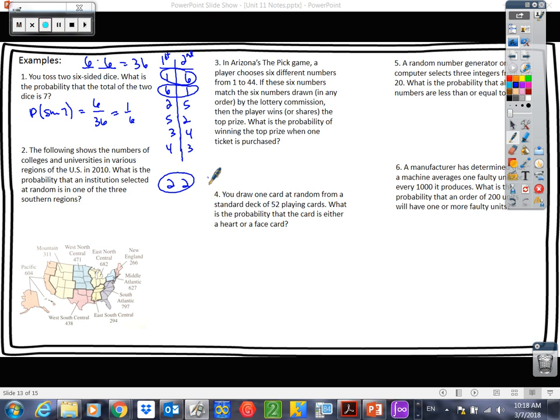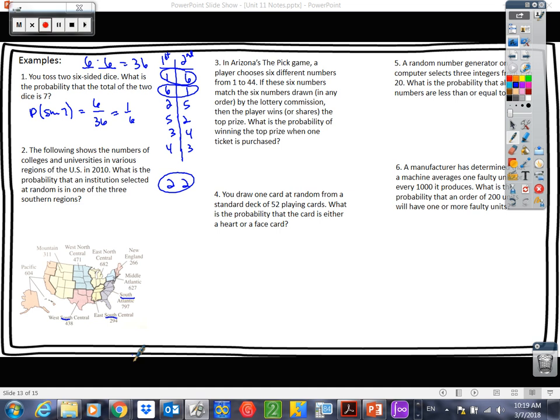What is the probability that an institution selected at random is one of the 3 southern regions? Now, they perhaps have a different definition of southern than I do, and that's okay. We're going to go by what they say. Every one of those that has the word south in it, that's the southern region. So if it says south, we're going to include those as the southern regions. That's what's in their name.